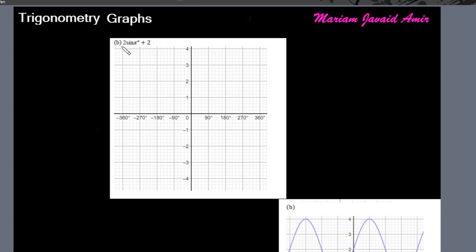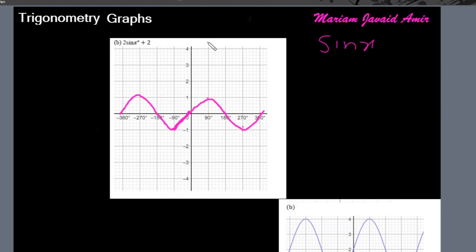Okay, so we need to plot the graph of 2 sine x plus 2. So let's just first draw the graph for sine x. So sine x was like this. Okay, so for sine x, this value is 0, then 1, then 0, then minus 1, then 0, and so on. So we roughly get a graph like this for sine x. And similarly, we'll repeat this graph here. It's a very bad looking graph, so it should be something like this, a smoother curve.